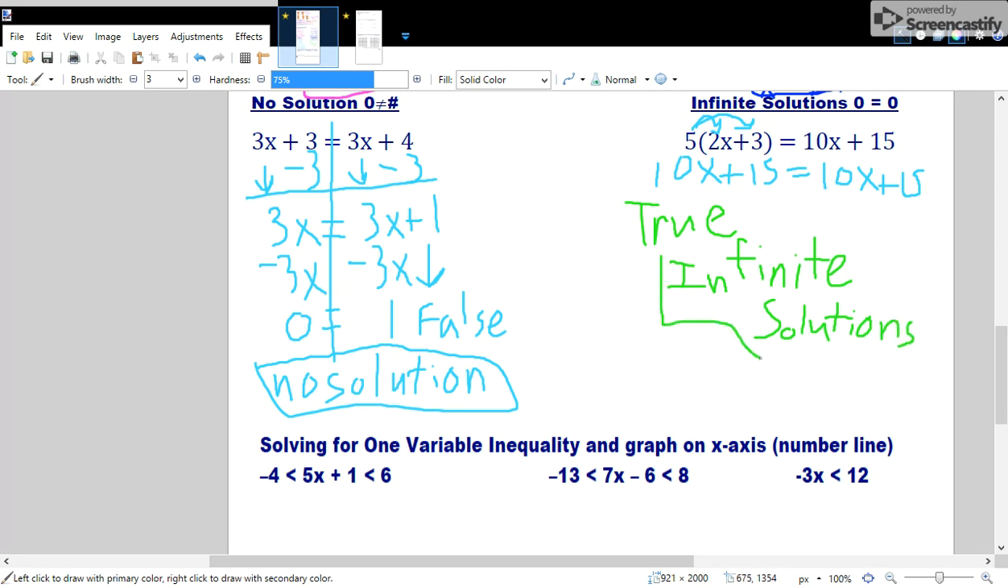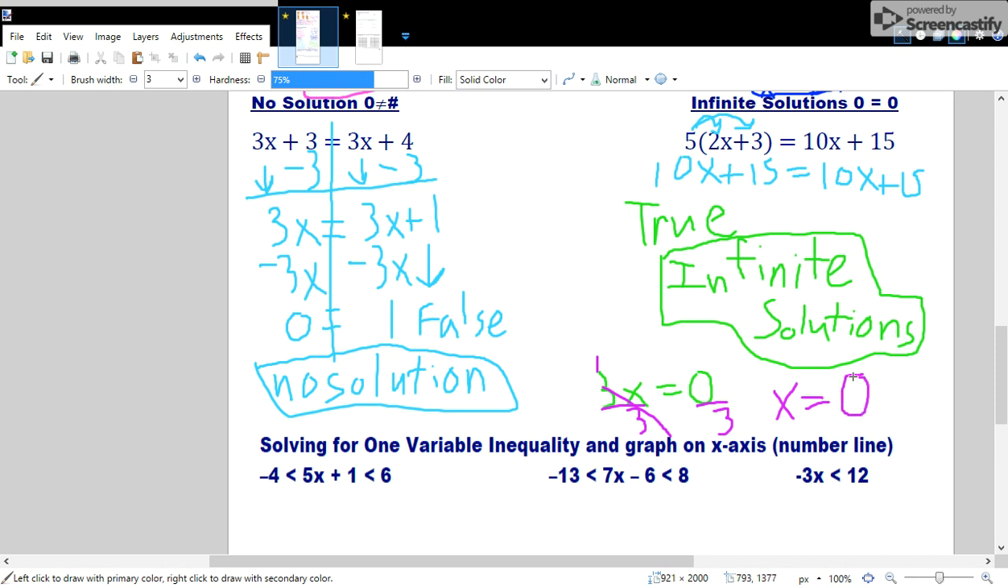Now, these are different than if you had x equals 0. That's a different thing. For example, if we had 3x equals 0, well, if you divide both sides of the equal sign by 3, 3 divided by 3 is 1, so you have 1x equals 0 divided by 3 is 0. So this is different than if you have no solution or infinite solutions.